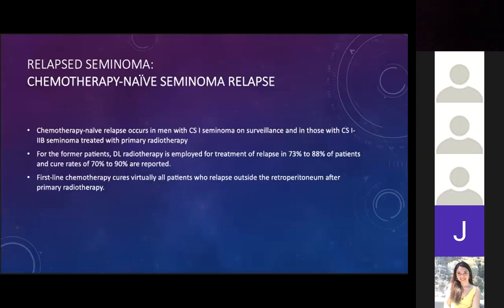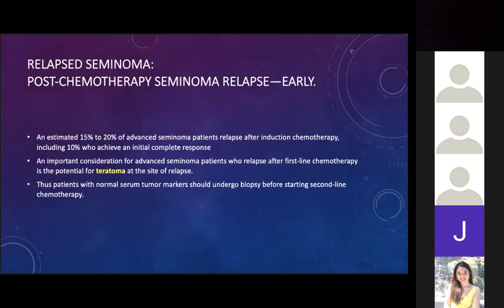For the former patients, radiotherapy is employed for treatment of relapse in 73 to 88% of patients, and cure rates of 70 to 90% are reported. First-line chemotherapy cures virtually all patients who relapse outside the retroperitoneum after primary radiotherapy. For post-chemotherapy seminoma relapse early, an estimated 15 to 20% of advanced seminoma patients relapse after induction chemotherapy, including 10% who achieve an initial complete response.